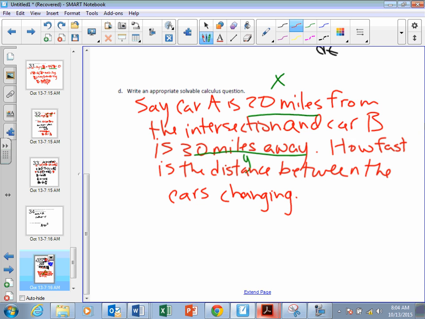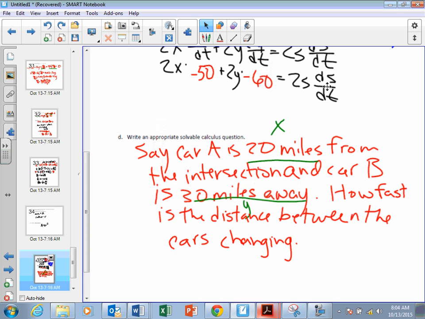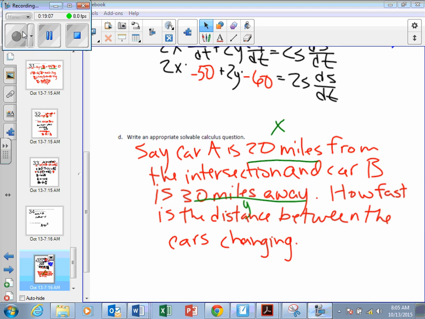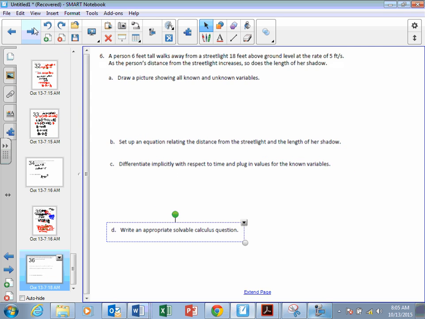So once we give those variables, we're down to only having one unknown variable in our equation, ds/dt, which is the rate of change of the distance between the two cars. So that would be a good calculus question for this setup. Okay, we're moving on here now. Moving on, last one, I think.